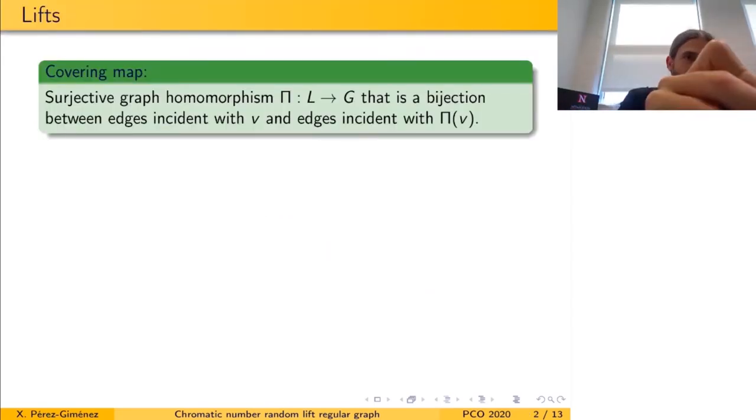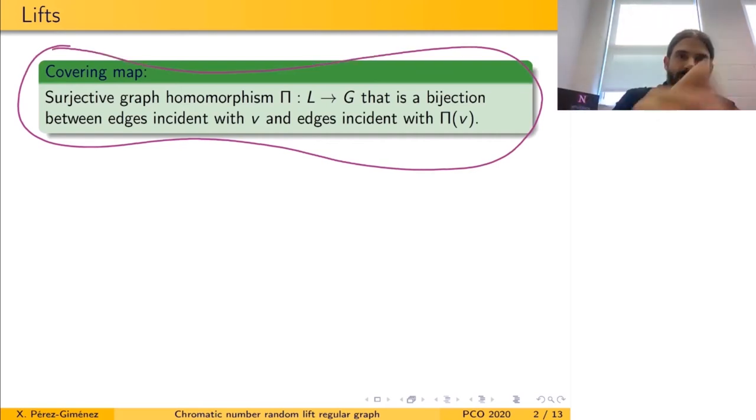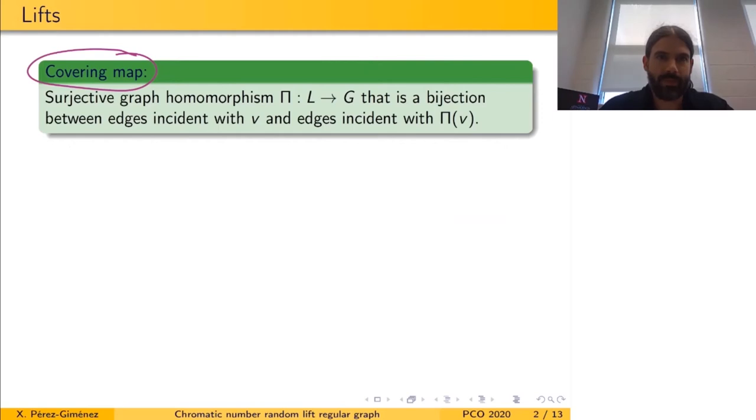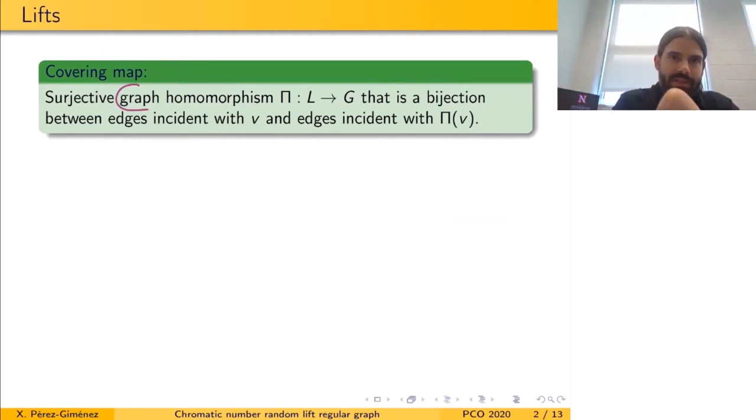So let me start by defining what a covering map is. This notion arises from topology, and in the context of graph theory, a covering map is just a graph homomorphism between two graphs, L and G, which is surjective and also locally bijective. And by locally bijective, I mean that for every vertex in L, there's a bijection between the set of edges incident with it in L and the set of edges incident with its image.